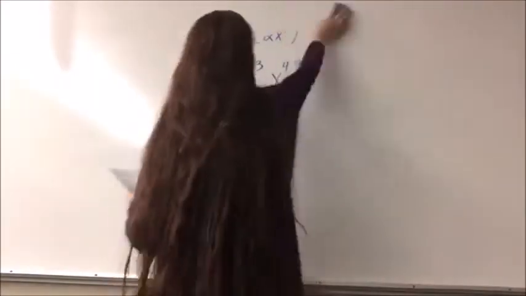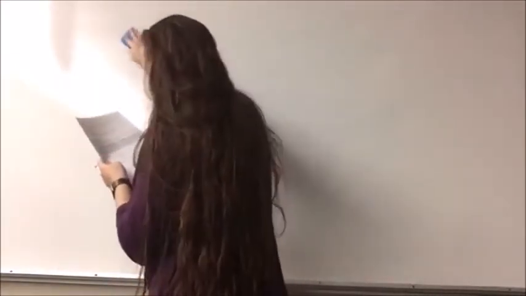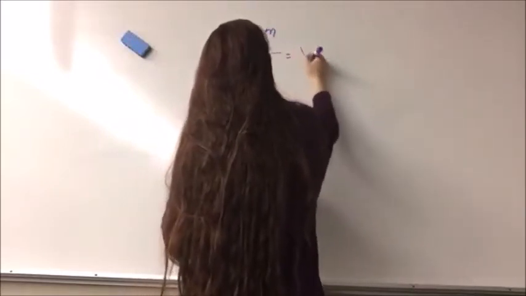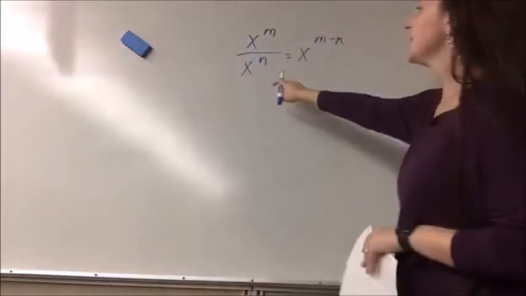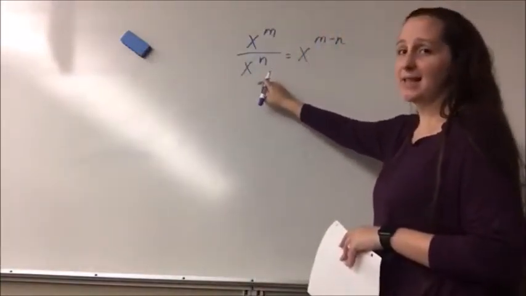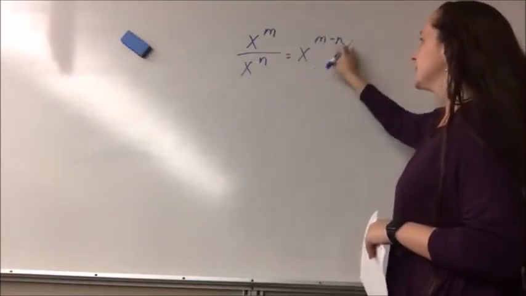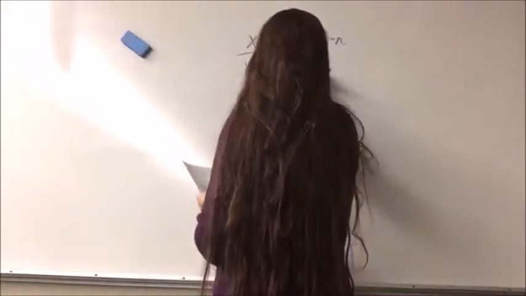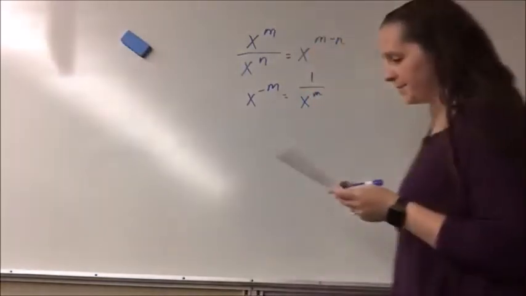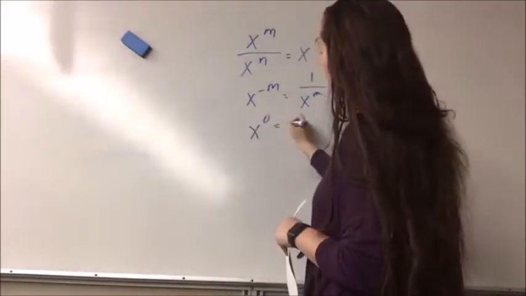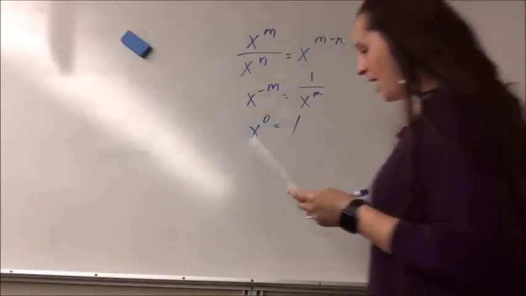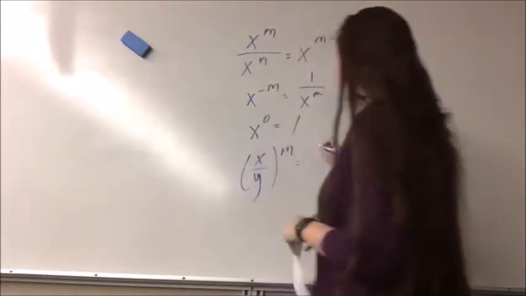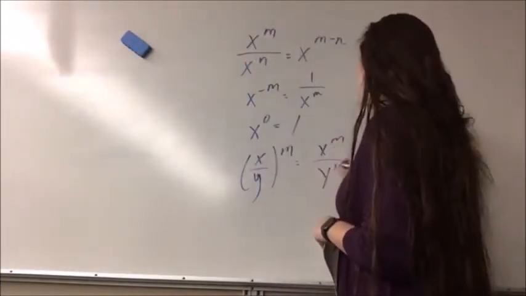When we're dividing involving exponents, x to the m divided by x to the n, as long as they have the same base, remember they have to have the same base, is x to the m minus n. Okay, negative exponents: x to the negative m power becomes 1 over x to the mth power. Zero exponents: anything raised to the 0 power is always 1. And power of a quotient: x over y raised to the m is the same thing as x to the m over y to the m.